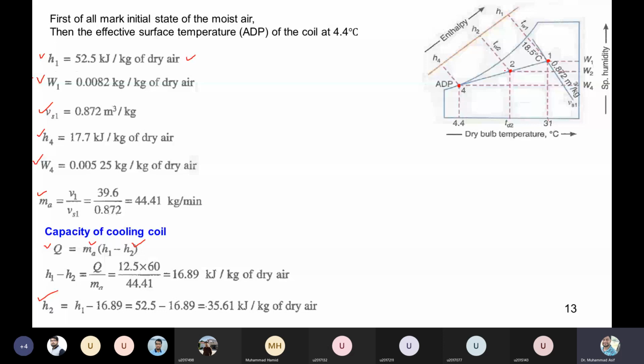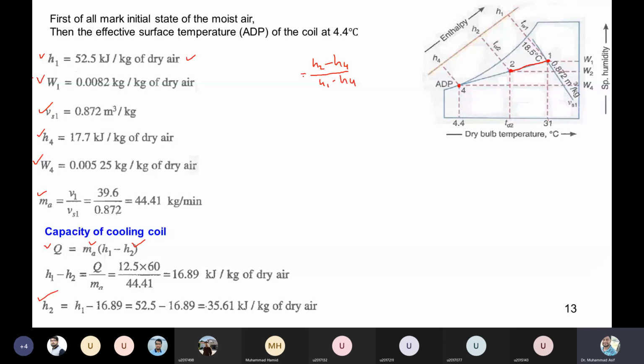Now the other one, for example, what will be the bypass factor? Bypass factor means the actual process takes place between 1 and 2. So how much is the bypass? This is the bypass, out of the total. So the bypass factor means H2 minus H4, because the actual process takes place between 1 and 2. So the bypass is H2 minus H4, and the total is H1 minus H4. So the bypass factor is (H2 minus H4) divided by (H1 minus H4).